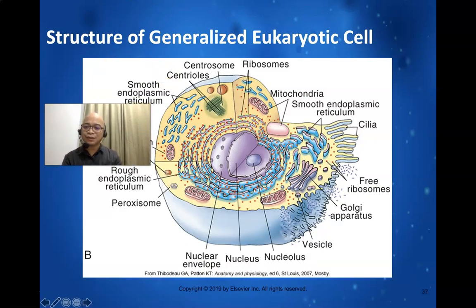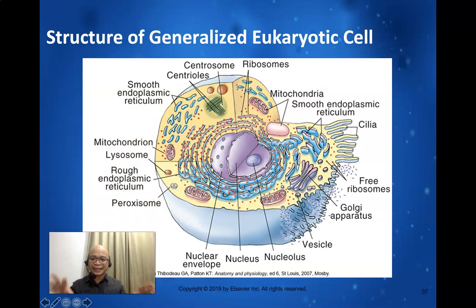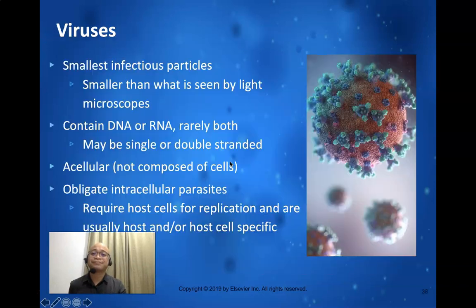Okay, so eukaryotic cells are like this. They have a true nucleus. The term eu refers to true and karyo refers to nucleus, so eukaryotic refers to true nucleus. They have complete locomotory organelles, and the reason we call it a true nucleus is because of the presence of a true nuclear membrane.